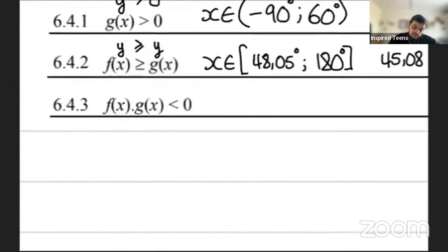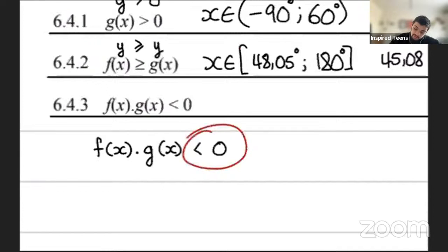f of x times g of x is less than 0. So remember we went through these. f of x times g of x is a multiplication that needs to be negative. So how do you get a negative in a multiplication? You either have a negative and a positive, or a positive and a negative.